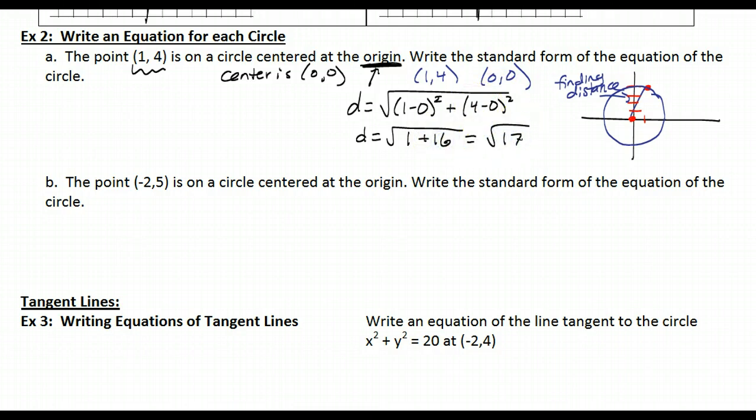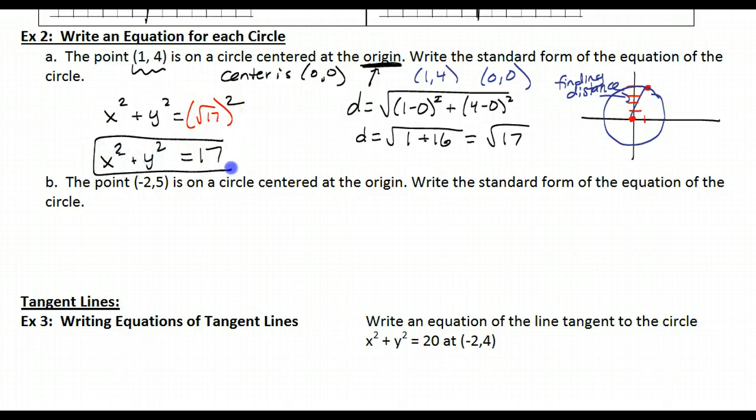And it's best to leave it in the square root form. The reason is, when I plug this into my formula, to get the number that goes right there, that is supposed to be r squared. So what I'll do is I will do r, which is square root of 17, squared, and so conveniently the square root and the square cancel each other. So the formula for this circle is x squared plus y squared equals 17.